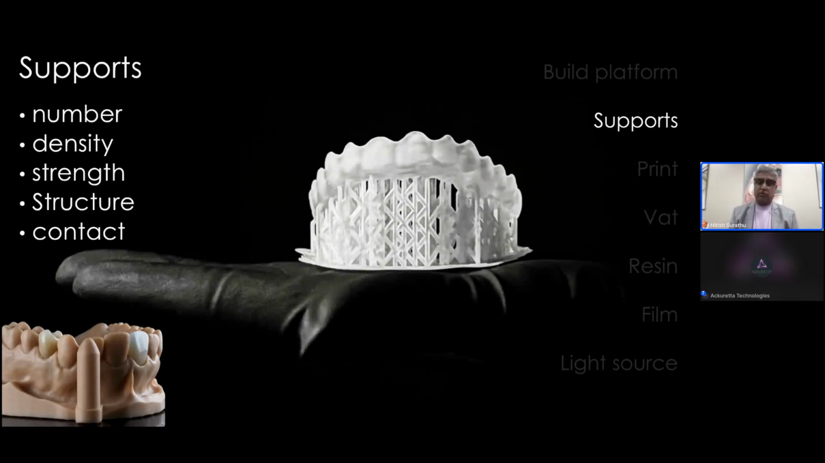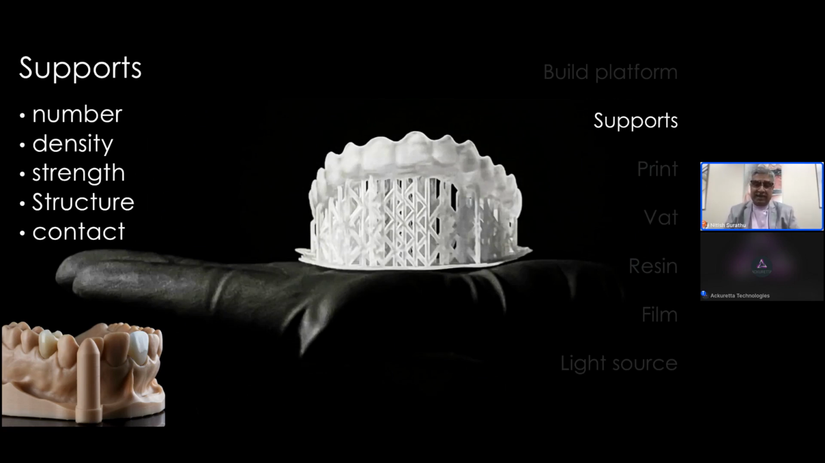The structure of the supports matters in terms of whether there's interconnection between vertical supports, whether you have supports within the print itself, intermodal supports as they're known, and ultimately the contact point between the support and the print, and the length and thickness of the elbow before that contact comes in. All of these things matter.